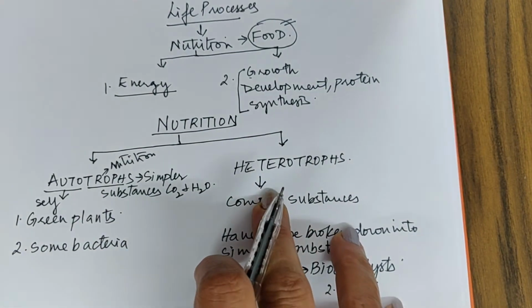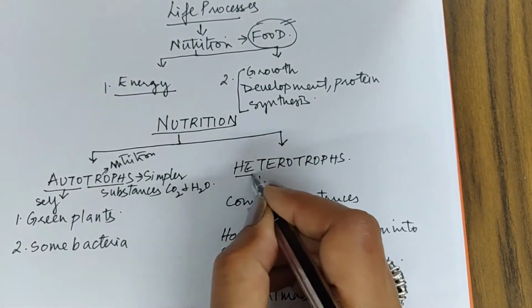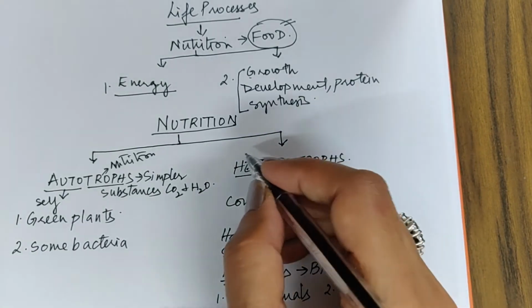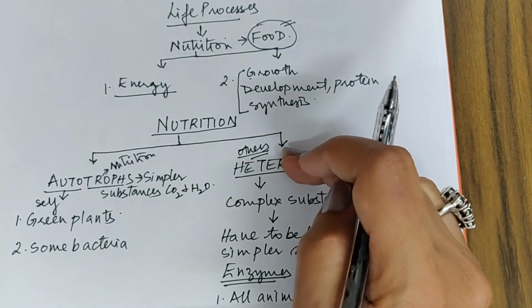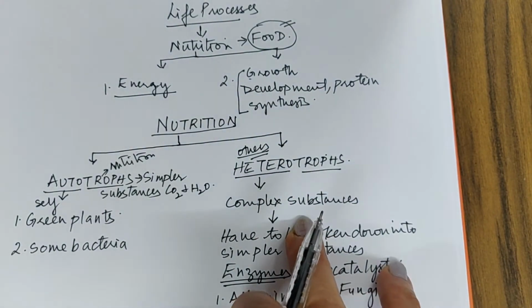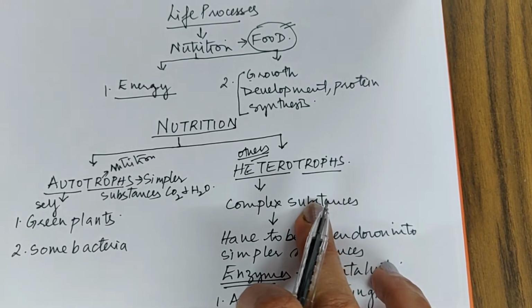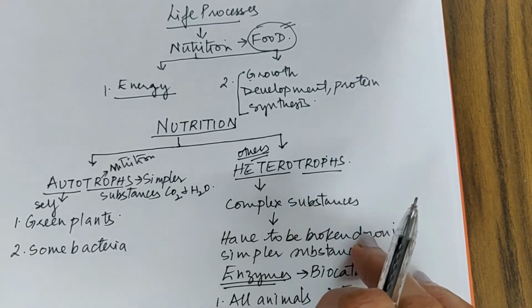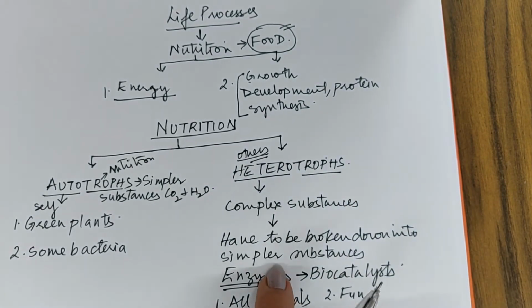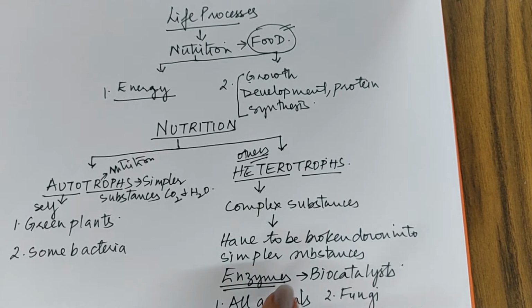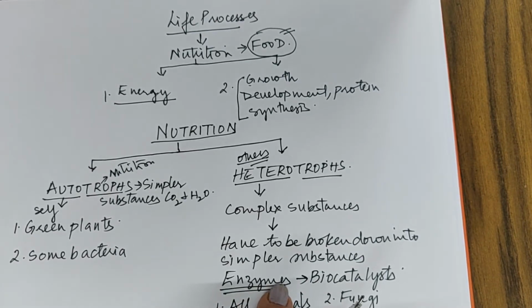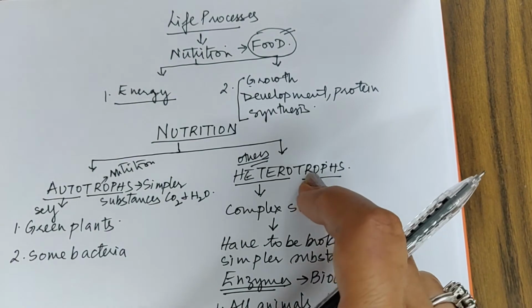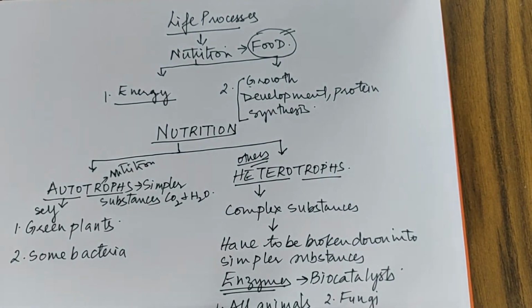The other category of organisms are known as heterotrophs. Hetero means others, so they depend on others for nutrition. They take in complex substances, and these complex substances cannot be utilized as such by the organism's body. They have to be broken down into simpler substances. How is that done? That is done with the help of certain biocatalysts, and these biocatalysts are enzymes. Which organisms come under the category of heterotrophs? These are all animals and the fungi.